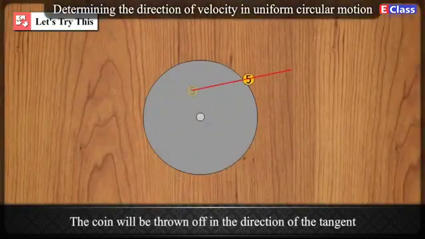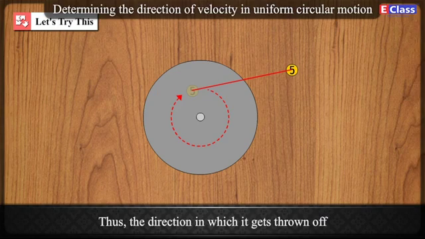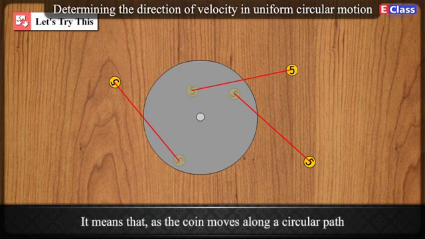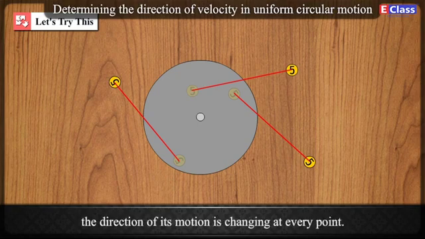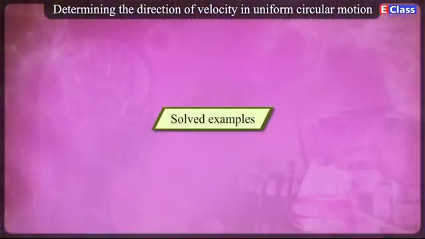The coin will be thrown off in the direction of the tangent, which is perpendicular to the radius of the disc. Thus, the direction in which it gets thrown off depends on its position at the moment of getting thrown off. It means that as the coin moves along a circular path, the direction of its motion is changing at every point. Solved examples. Example 1.